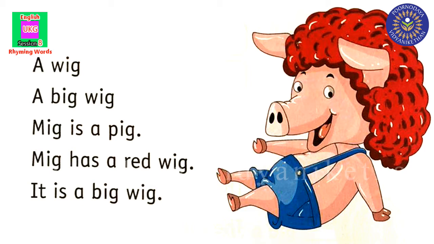And see the next sentence. Mig has a red wig. And see the last one. It is a big wig. We'll read this once again. A wig. A big wig. Mig is a pig. Mig has a red wig. It is a big wig.